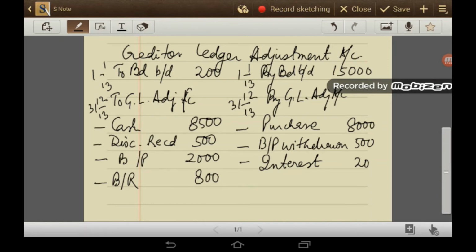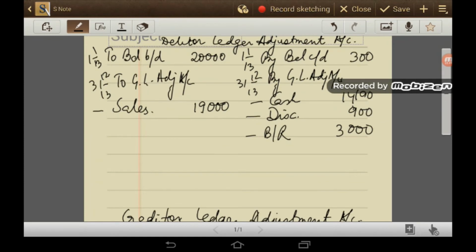Thereafter BR endorsed dishonored. So this will be reflected in creditor ledger adjustment account as well as in debtor ledger adjustment. So BR dishonored is for 300 rupees. BR dishonored will be reflected in debtor ledger adjustment also. So BR dishonored is for 300 rupees.